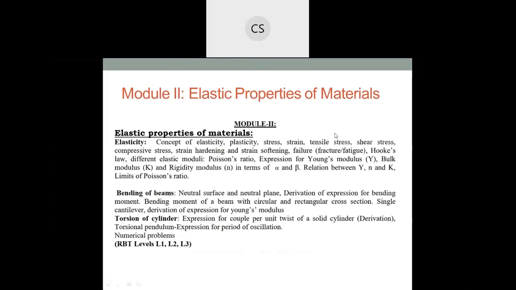So now, in the second module, we are going to discuss elastic properties of material. Then in the elastic properties, what are the things we are going to discuss? That is the concept of elasticity, plasticity, stress, strain, tensile strain, shear stress, and all those things. Then of course we are going to discuss Hooke's law, then different types of elastic modulus and the relation between them. Okay. Then next we are going to discuss a very important application in engineering, that is bending of beams. Neutral surface, neutral plane, derivation, bending moment, all this can be seen. Okay. Then of course we are going to discuss torsion in the cylinder also.